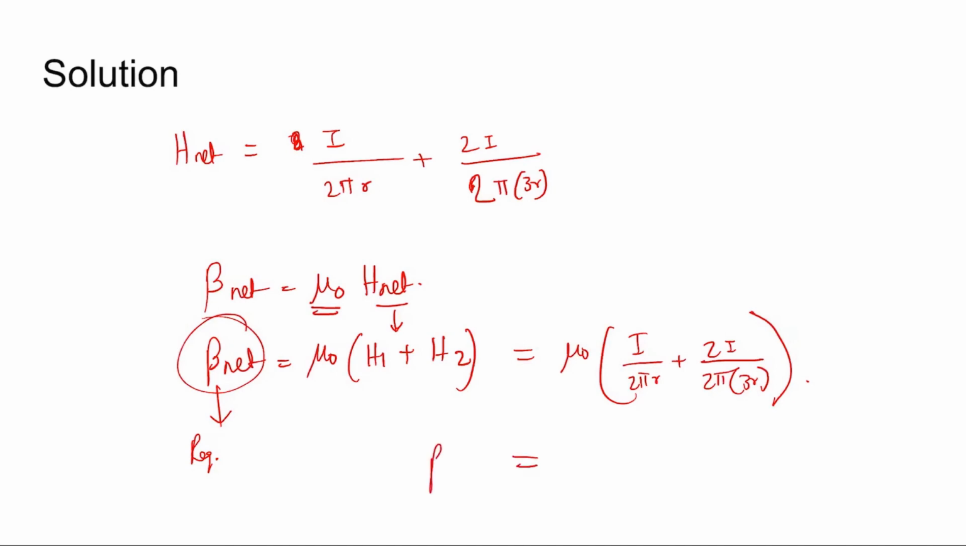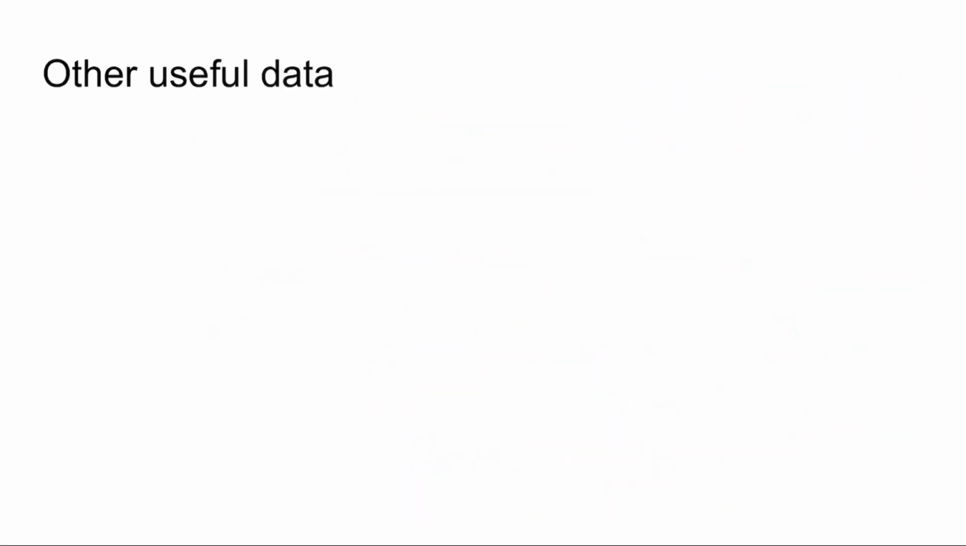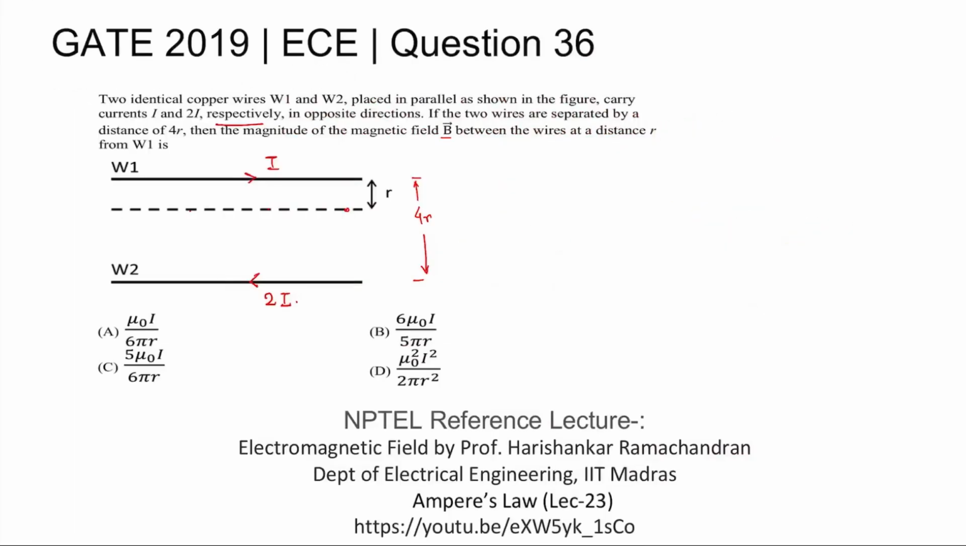This B net is coming out to be mu naught into, so this comes out to be 5I divided by 6 pi r. So this is the value of B net. Now what is asked in the question: 5 mu naught I by 6 pi r. So this is the answer.